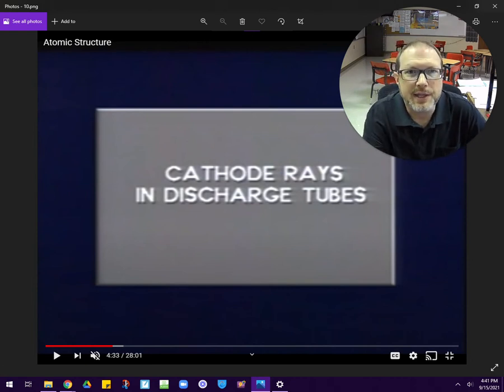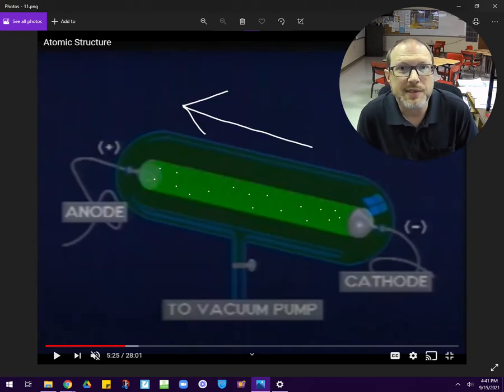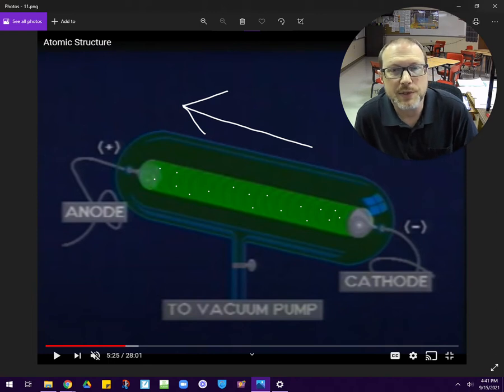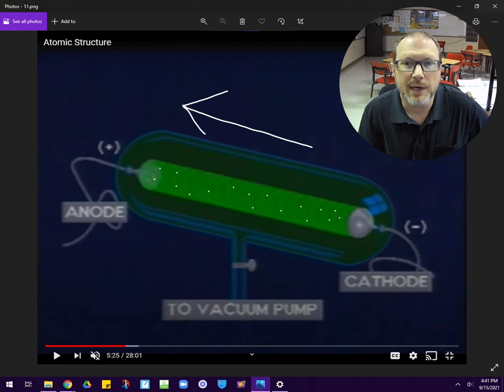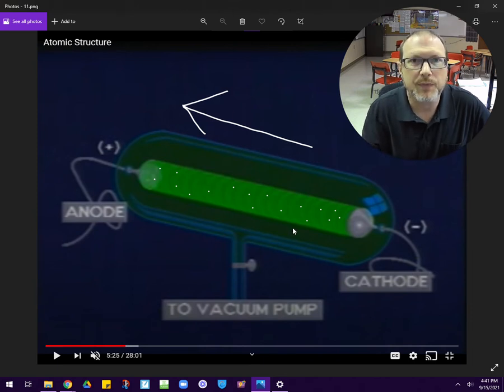I'll go ahead and get the picture pulled up here. You can, of course, pause this at any point if you want to jot down what it's asking you to jot down and draw this. Pretty much, it is just a glass tube that's had most of the air pulled out of it to where it's very low pressure on the inside, and it has two electrodes hooked up at either end. One is a positive charged anode, and the other one has a negative charge. It's called the cathode.